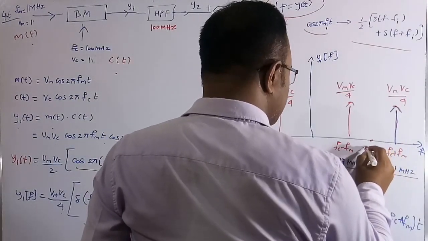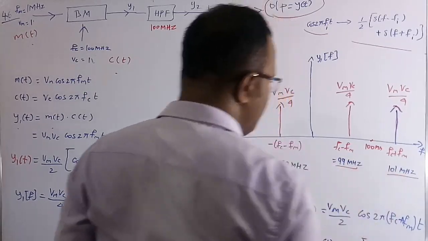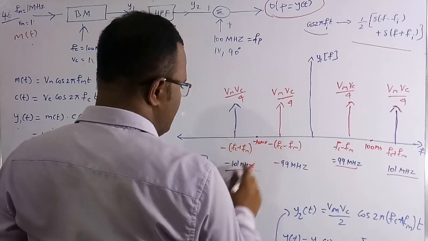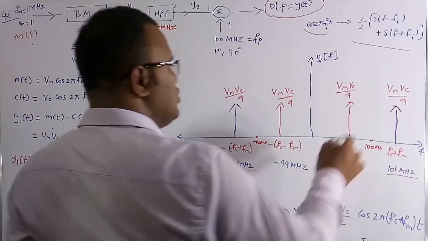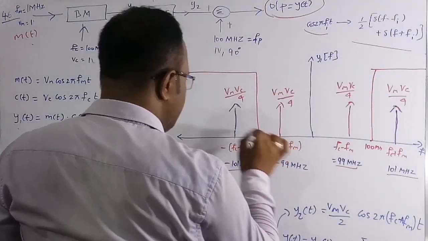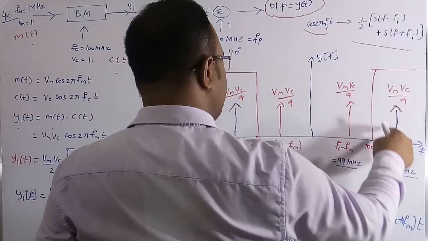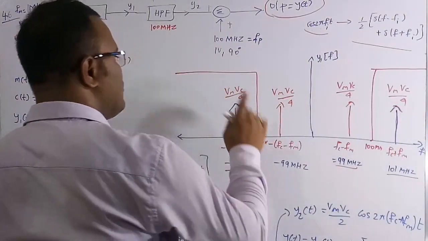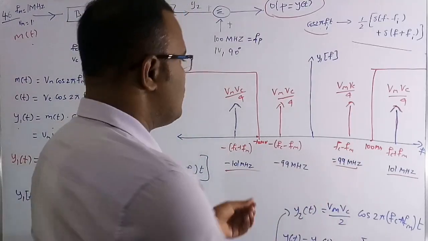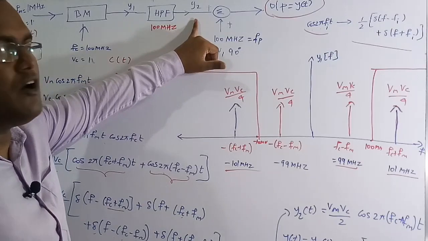So 100 megahertz is going to substitute here, between 99 megahertz and 101 megahertz. Therefore here also minus 100 megahertz, so between minus 101 and minus 99. This high pass filter is going to pass only those frequencies which are above 100 megahertz. So only this impulse can pass, but not the 10 megahertz ones. Therefore these two impulses are not going to be present in y2 of t.